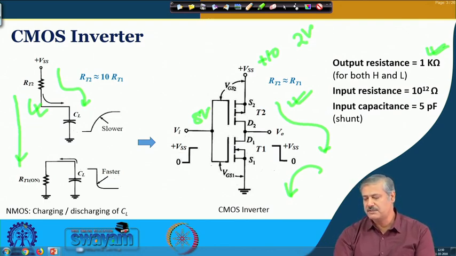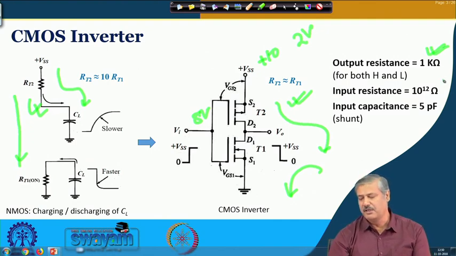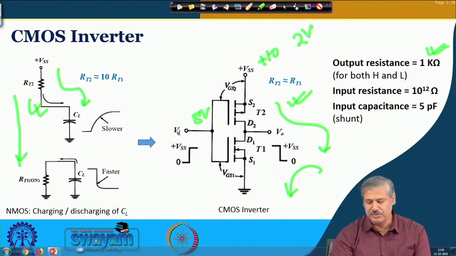And the input resistance of such a CMOS is very high, of the order of 10 to the power of tera ohm, and capacitance is of the order of 5 picofarad. This capacitance will come in the form of a shunt.